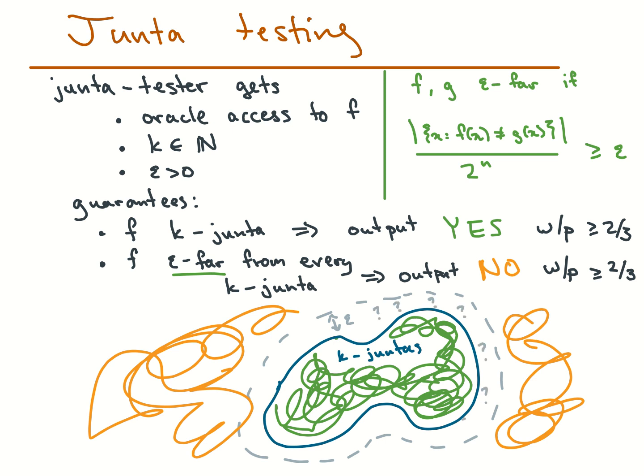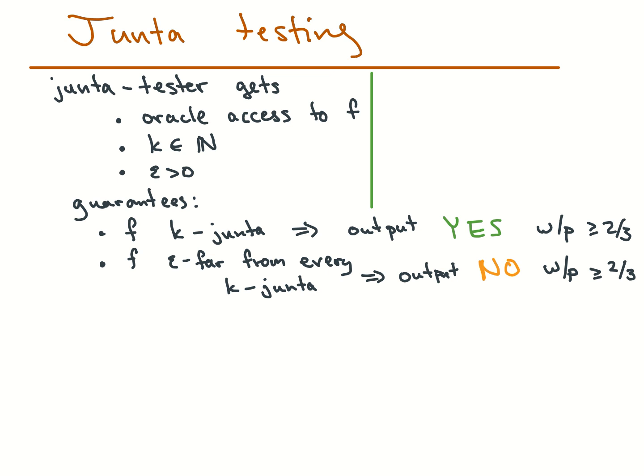There are no restrictions on what the algorithm needs to do when f isn't a junta but is epsilon close to one. The idea here is that because you only have access to queries, you need to allow some slack to account for the fact that there will be a decent chunk of the inputs that you just never see. The quality of a junta tester is typically measured by its query complexity, the number of queries to the function that you need to evaluate.